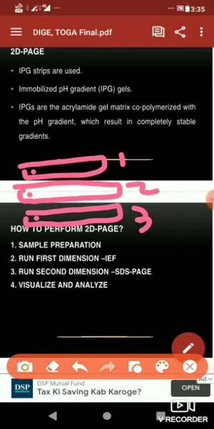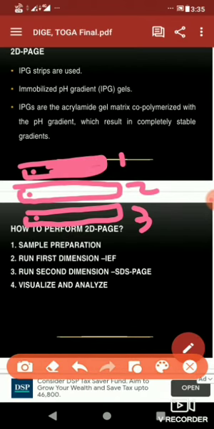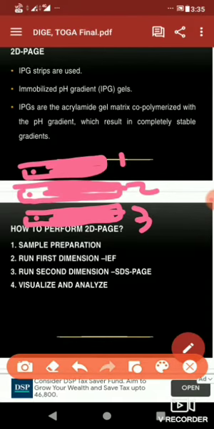These strips are called IPG strips, and IPG stands for immobilized pH gradient gels. These strips will have gel loaded on them. They are ready-made strips made up of thin plastic on which the gel has been cast.